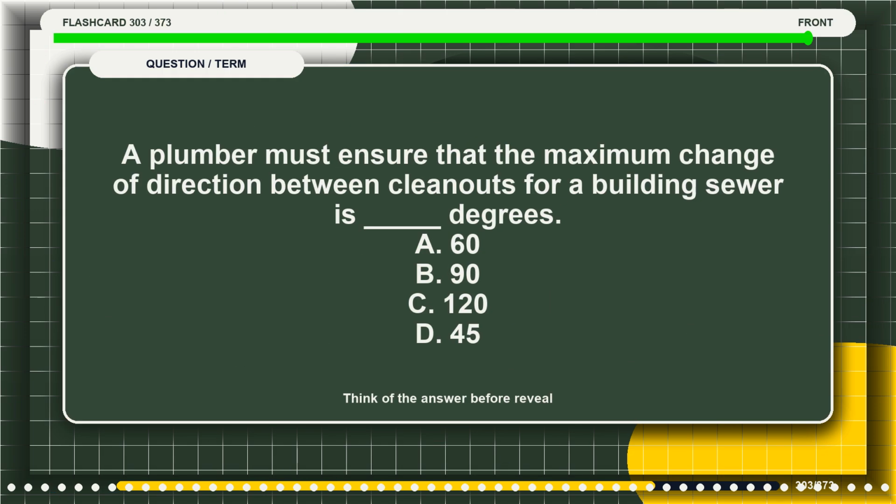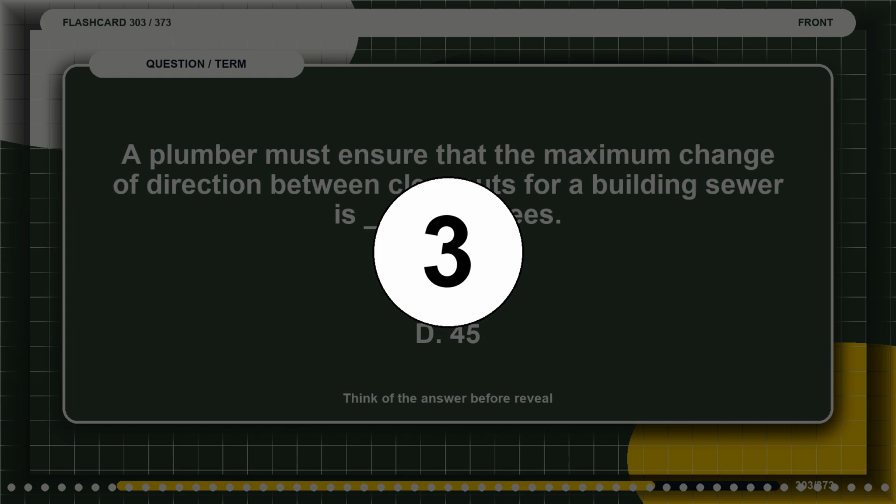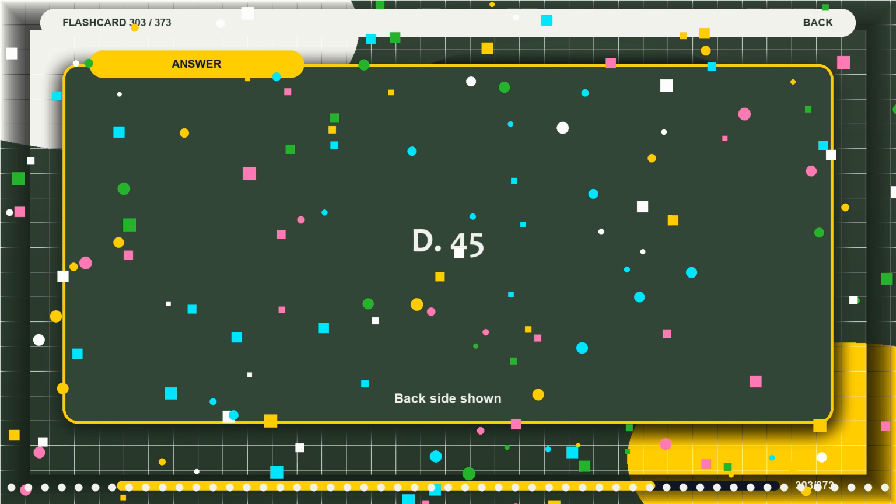Flashcard 303. A plumber must ensure that the maximum change of direction between cleanouts for a building sewer is blank degrees. A. 60, B. 90, C. 120, D. 45. Think of the answer before the reveal. The answer is D. 45.